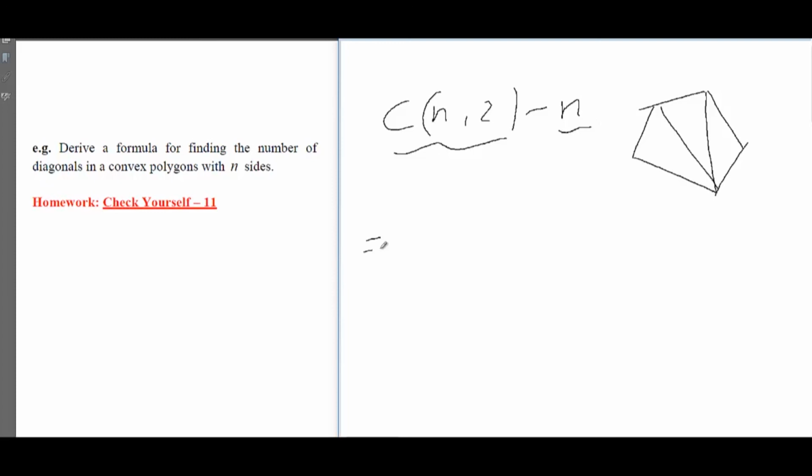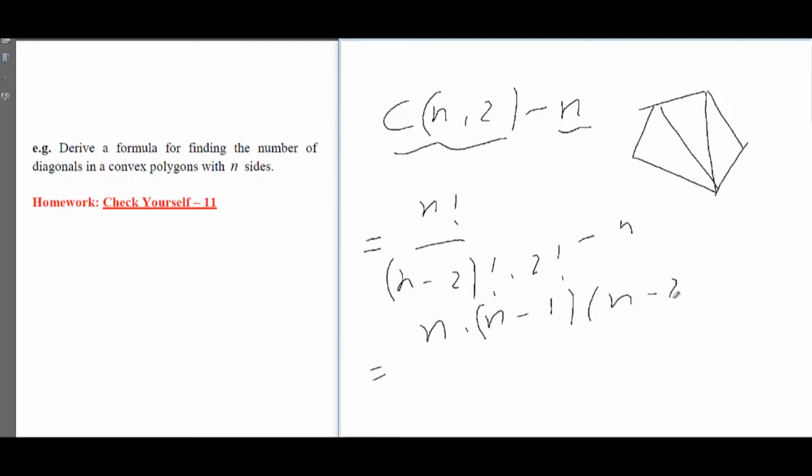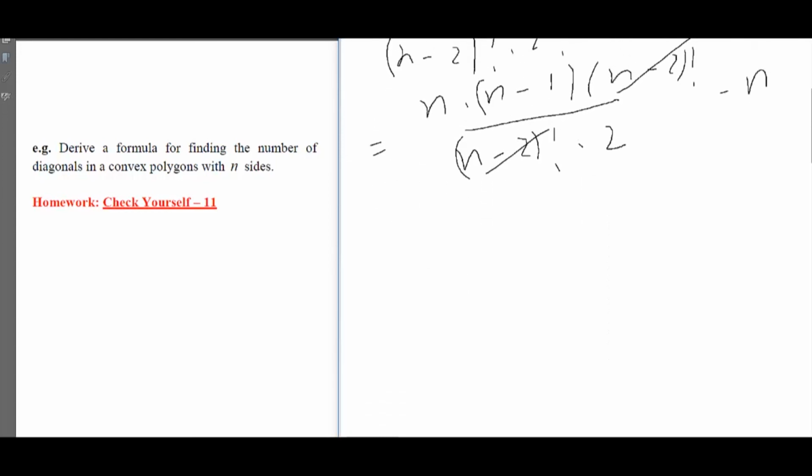So let's evaluate it. n factorial over n minus 2 factorial times 2 factorial, minus n. Simplify it: we can write n factorial as n times n minus 1 times n minus 2 factorial, over n minus 2 factorial times 2 factorial, minus n. The n minus 2 factorials cancel. So let's continue. What's left here is n times n minus 1 over 2 minus n.